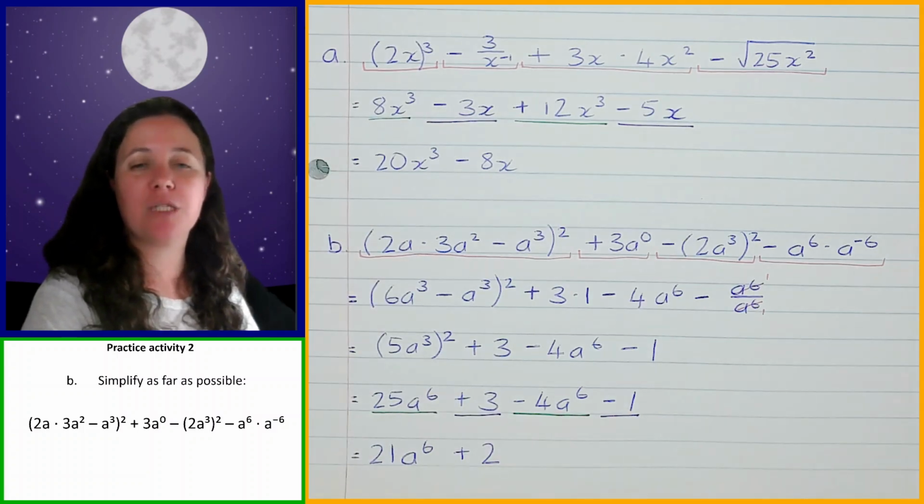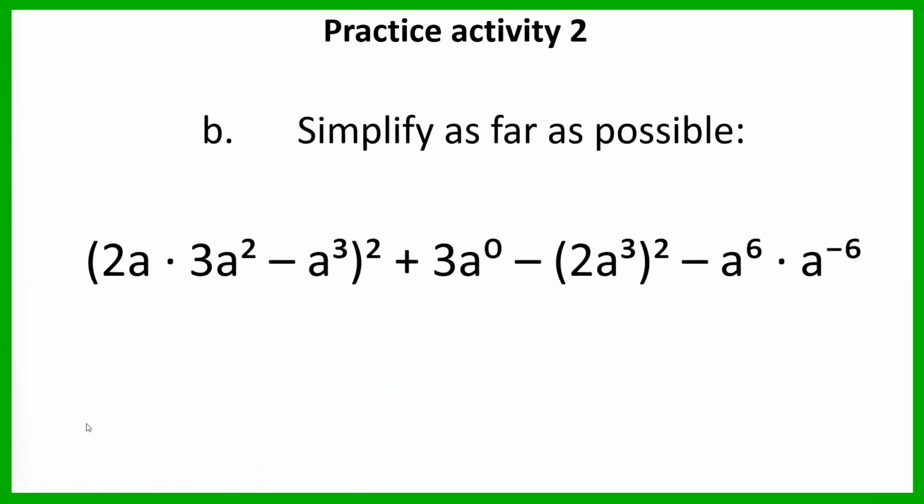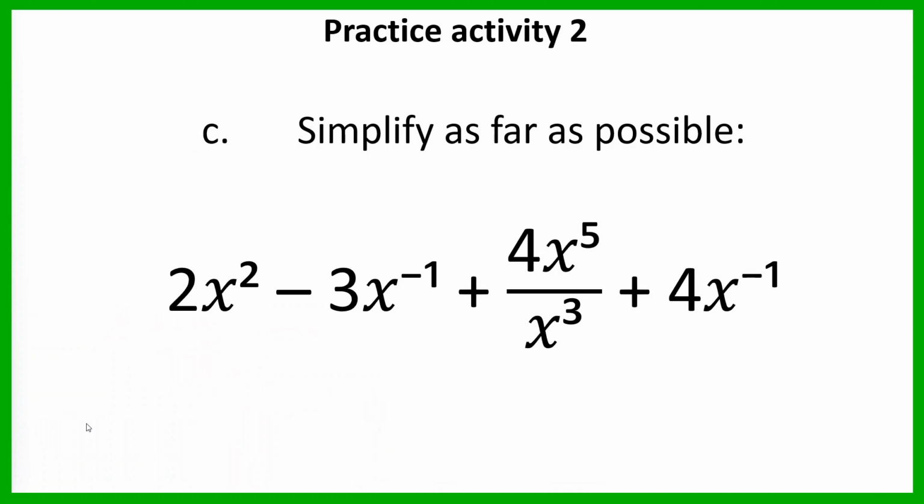Now we're going to go on to the last question for today, which is question C. Here you've got 2x squared minus 3x to the power of negative 1 plus 4x to the power of 5 over x cubed plus 4x to the power of negative 1.